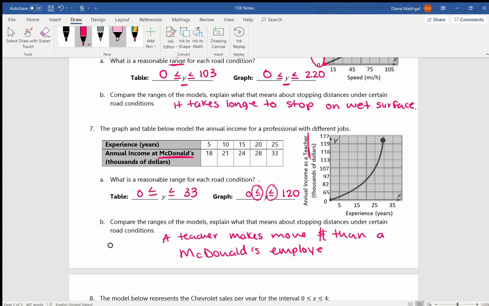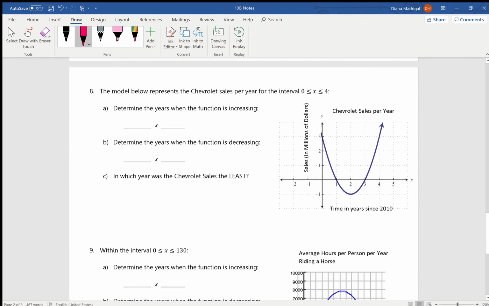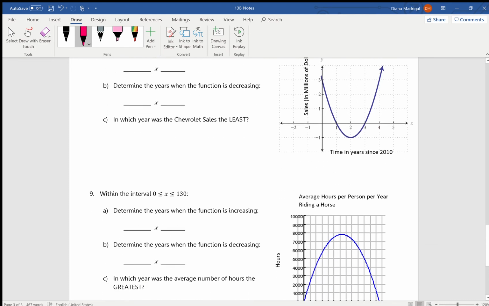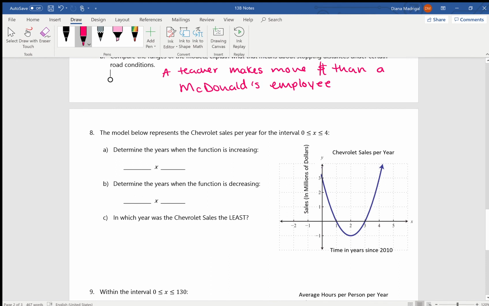So these were your answers. Again, once you try the problem, stop the video, and then check your answers. Don't cheat on yourselves. All right, number 8, we're almost done with the notes. Number 8 and 9 are pretty easy. Okay, again, we're talking about the graph, trying to understand the graph. It says the model below represents the Chevrolet sales per year for the interval 0 to 4.